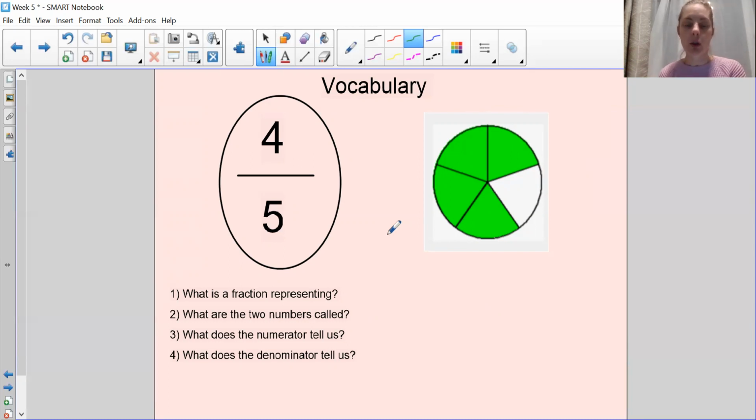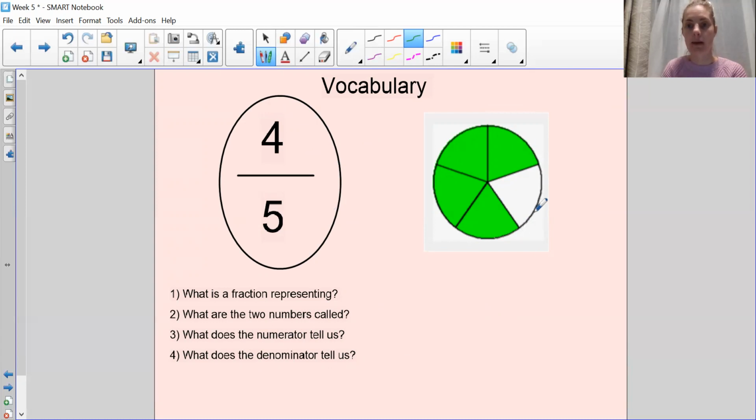What are the two numbers called? Right, so here is our top number and our bottom number. We call the top number the numerator and the bottom number the denominator. Okay, and those are just terms you're going to have to know because you're going to be asked that in future. So numerator is the top number and denominator is the bottom. What does the numerator tell us? The numerator simply tells us how many equal parts my shape or my pie or my group has been divided into. And the denominator tells me how many pieces I have actually cut it into.